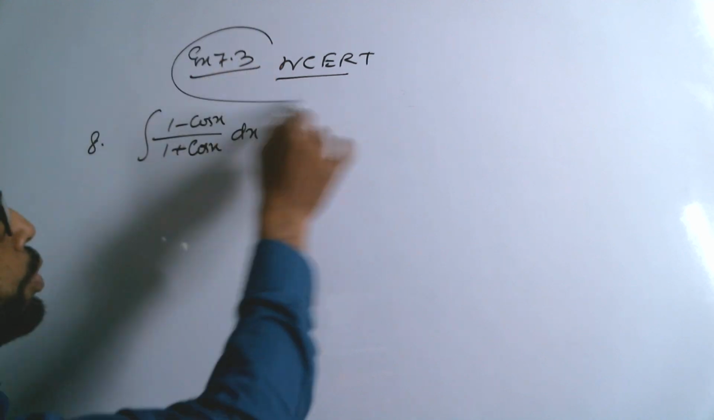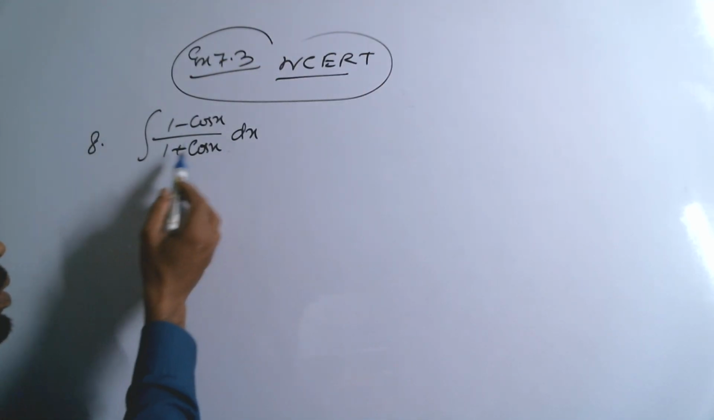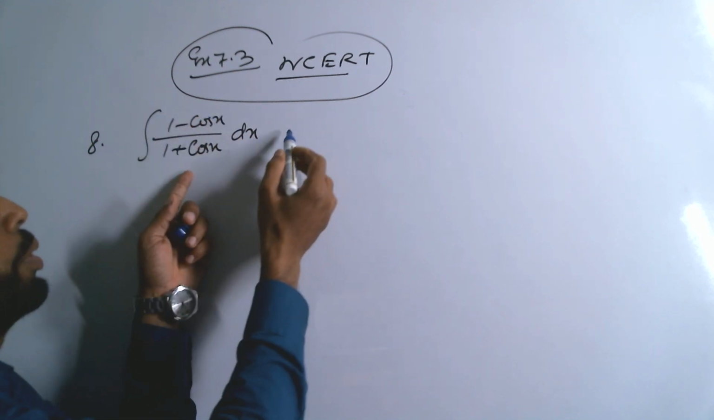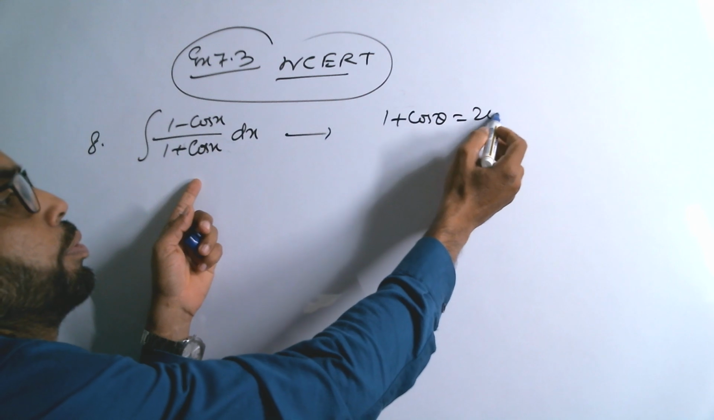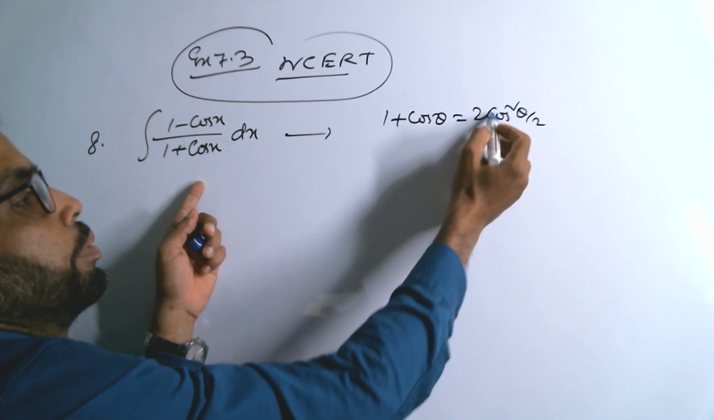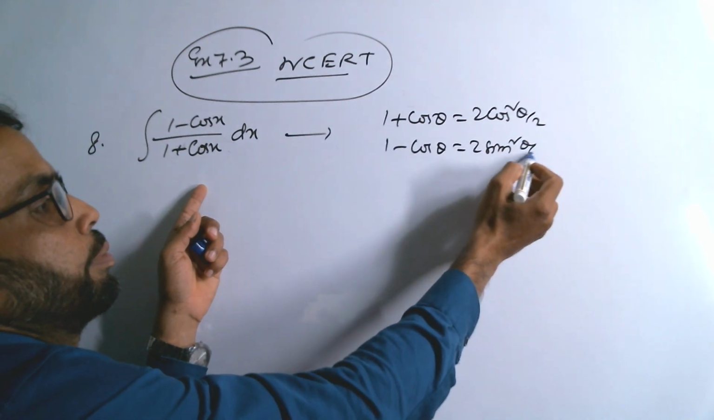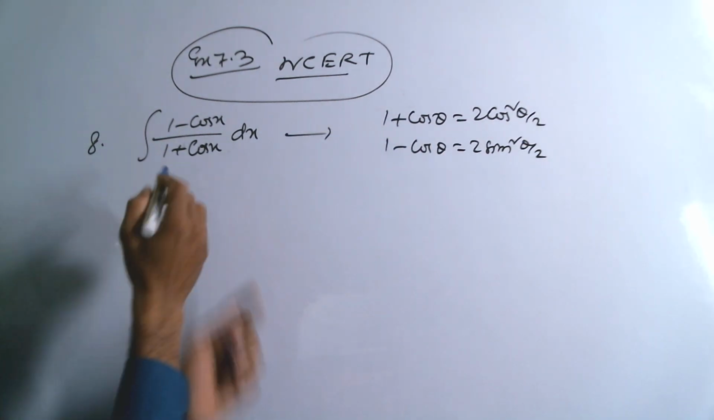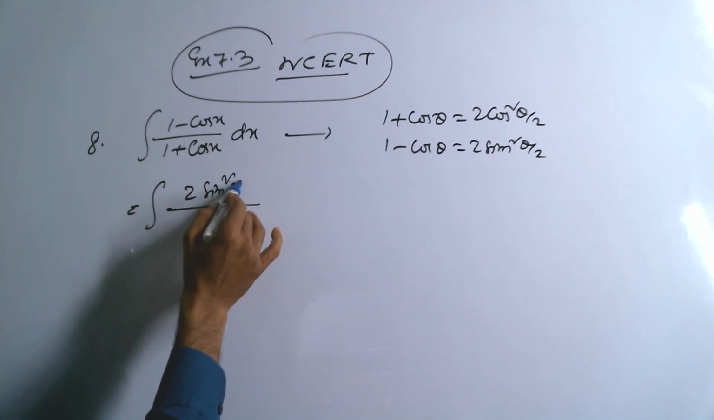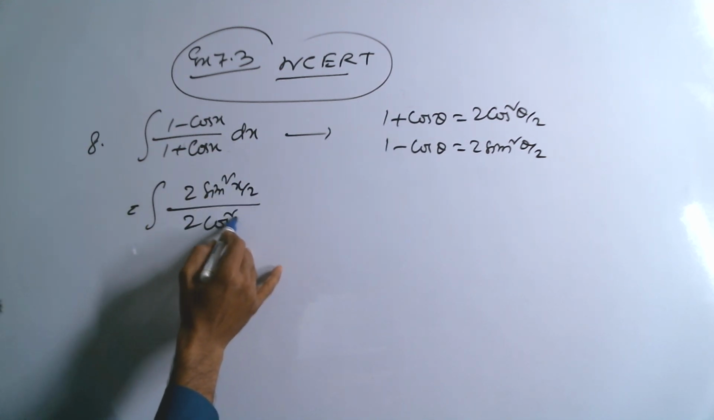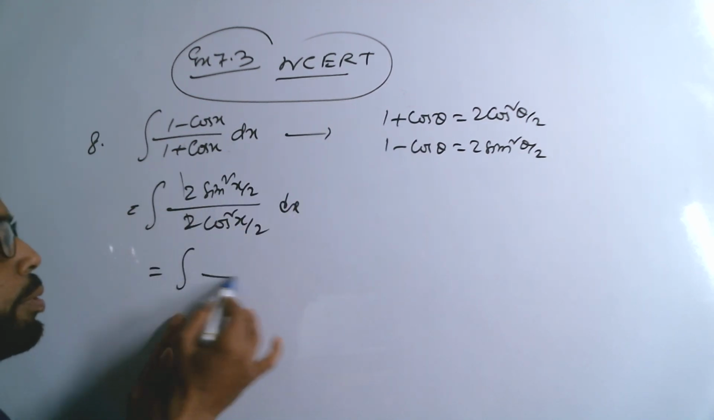Now solving some questions from the NCERT textbook. In this question we have to use the identities: 1 plus cos theta is 2 cos square theta by 2, and 1 minus cos theta is 2 sin square theta by 2. We have to use this identity for this question. 1 minus cos x is 2 sin square x by 2. This is 2 cos square x by 2. 2 is getting cancelled. Sin square by cos square is tan square.